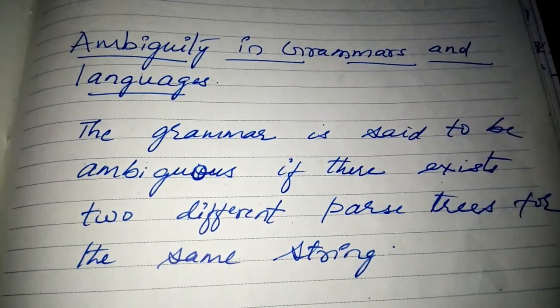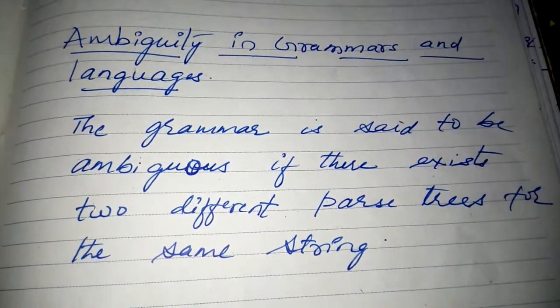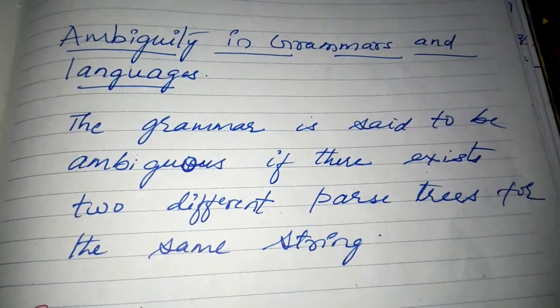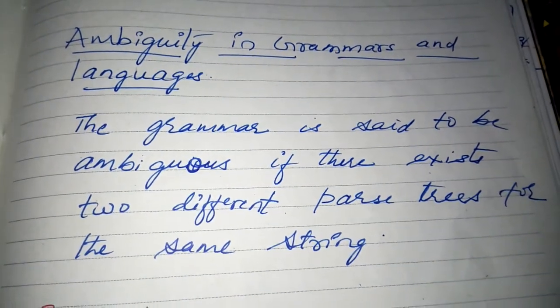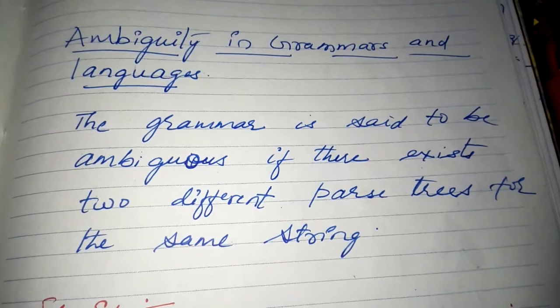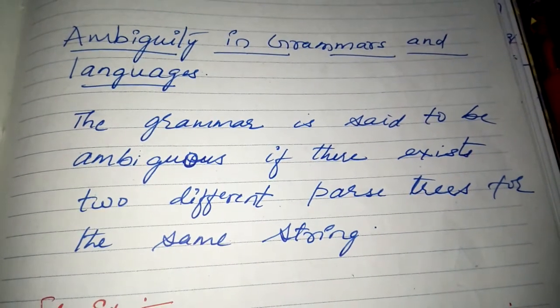Good afternoon, students. Today we'll see ambiguity in grammars and languages. A grammar is said to be ambiguous if there exist two different parse trees for the same string.